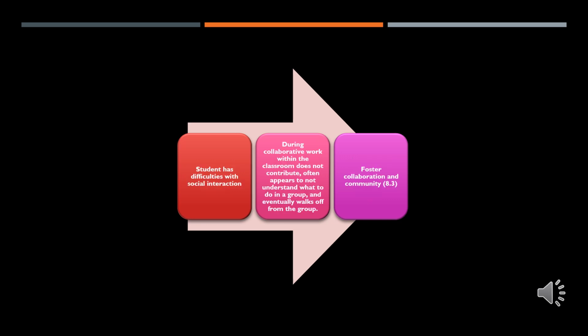For our hypothetical student, they also have difficulties with social interaction. So during collaborative work within the classroom, they don't contribute. They often appear not to understand what is going on in the group and eventually walk off because they are frustrated. To support our student with these challenges and this functional impact, we could look at the Universal Design for Learning framework and identify checkpoint 8.3, foster collaboration and community.